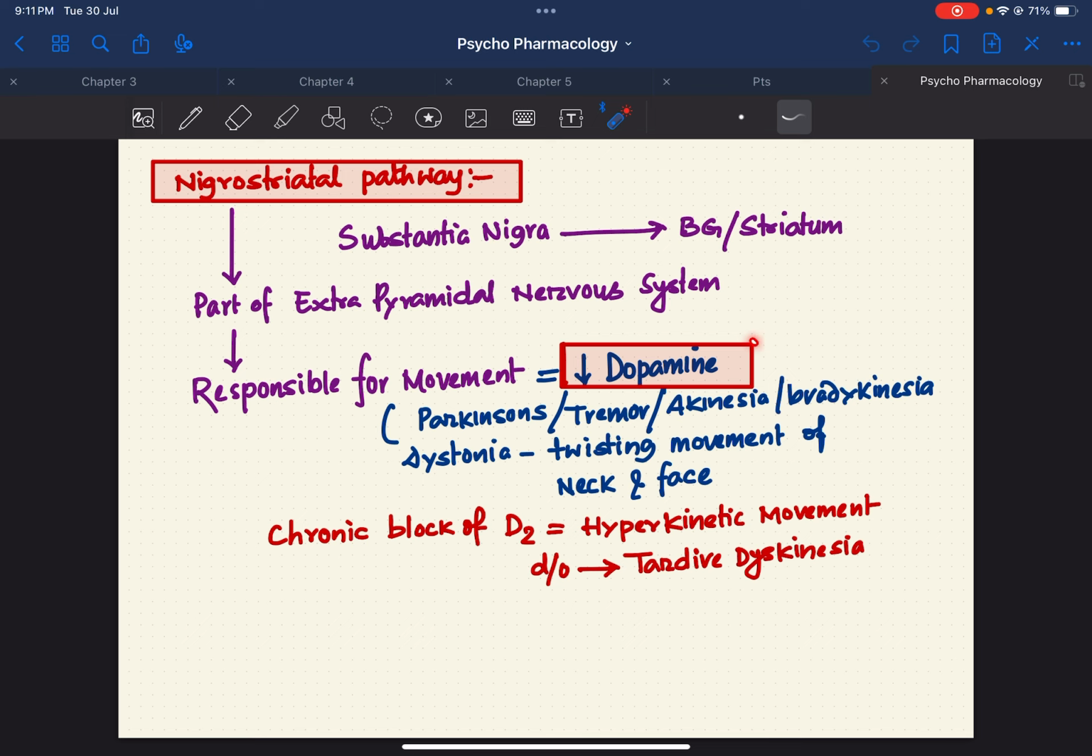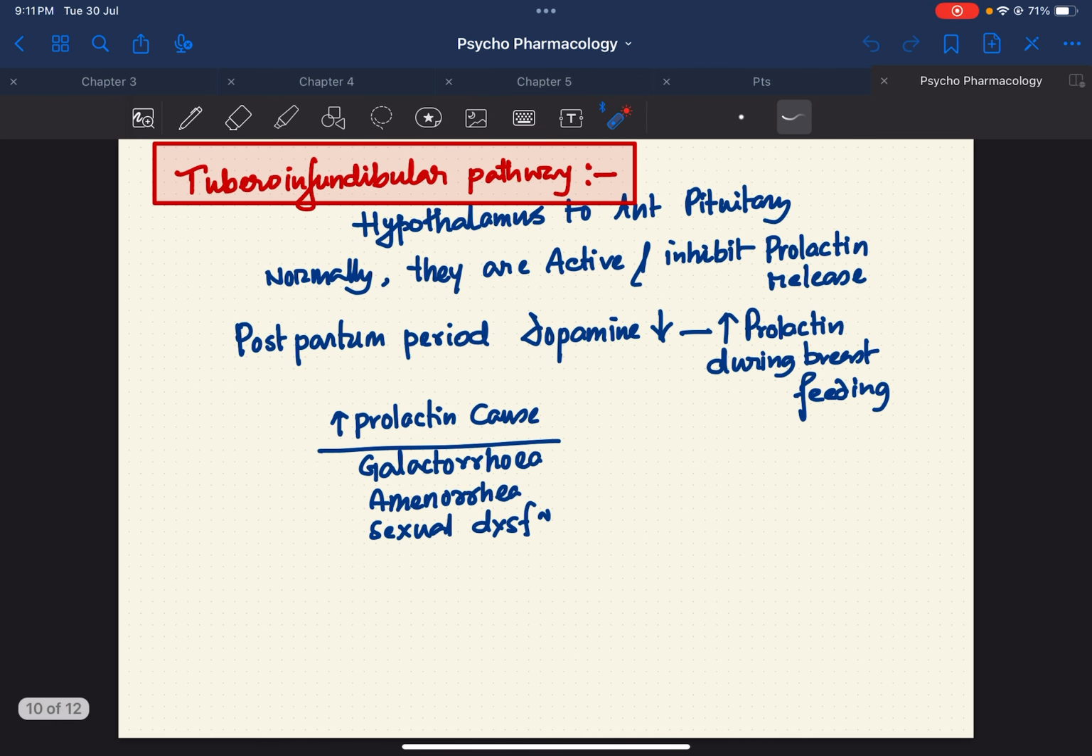If there is decreased dopamine, there will be Parkinson-like features: tremor, akinesia or bradykinesia. Now, if there is chronic blockage of the D2 receptor, there will be hyperkinetic movement. We call it tardive dyskinesia, where there is chronic blockage of the D2 receptor.